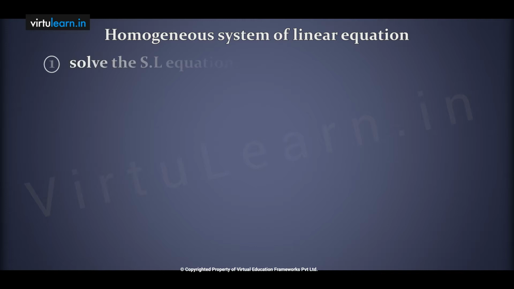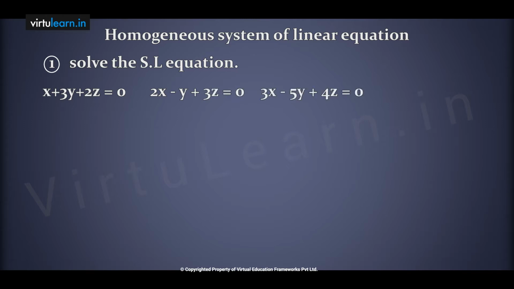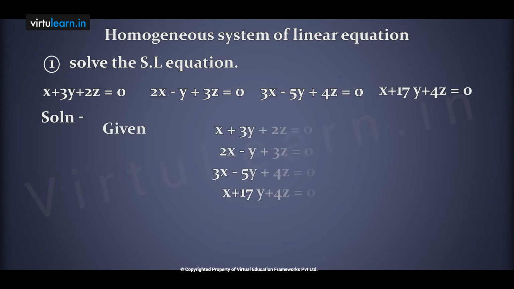Solve the system of linear equations: x plus 3y plus 2z equal to 0, 2x minus y plus 3z equal to 0, 3x minus 5y plus 4z equal to 0, and the last equation x plus 17y plus 4z equal to 0. Solution: given the system of linear equations, I am writing here the 4 linear equations.